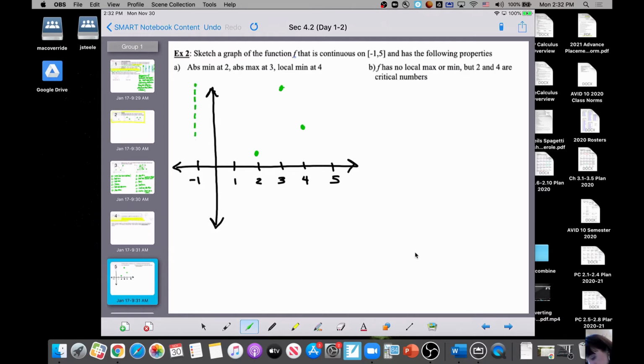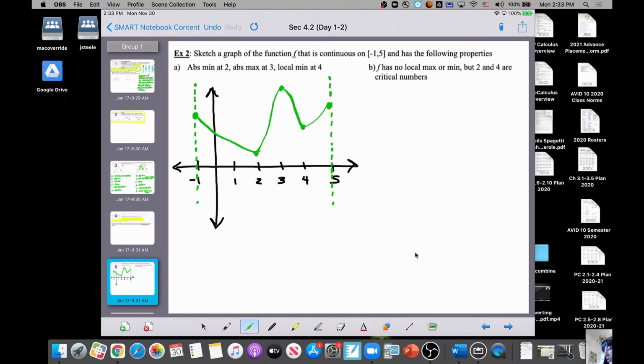So we know that if we have our absolute minimum at 2 and our absolute maximum at 3, then the endpoints of our interval can't be lower than 2 or higher than 3. They have to be somewhere in between. So how about if I say that it starts there and it ends there? And if I just connect this like this, there we go.